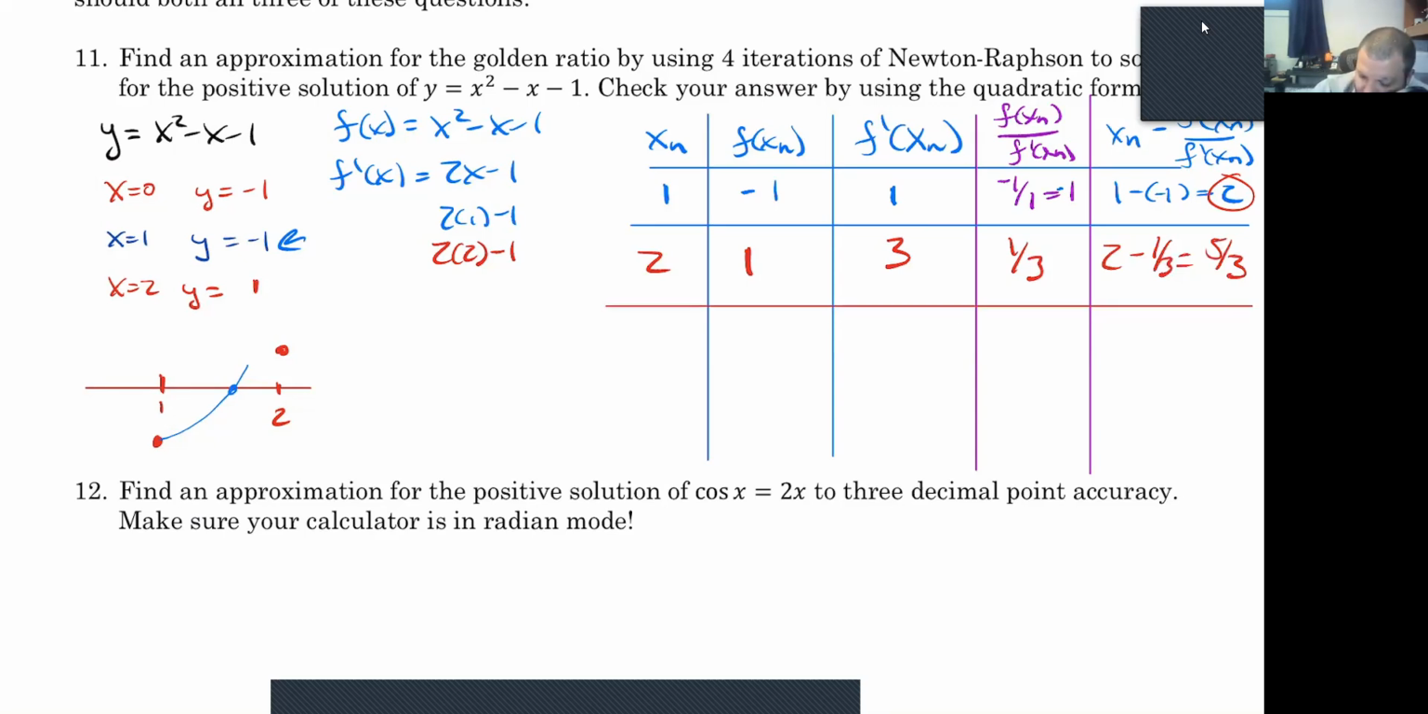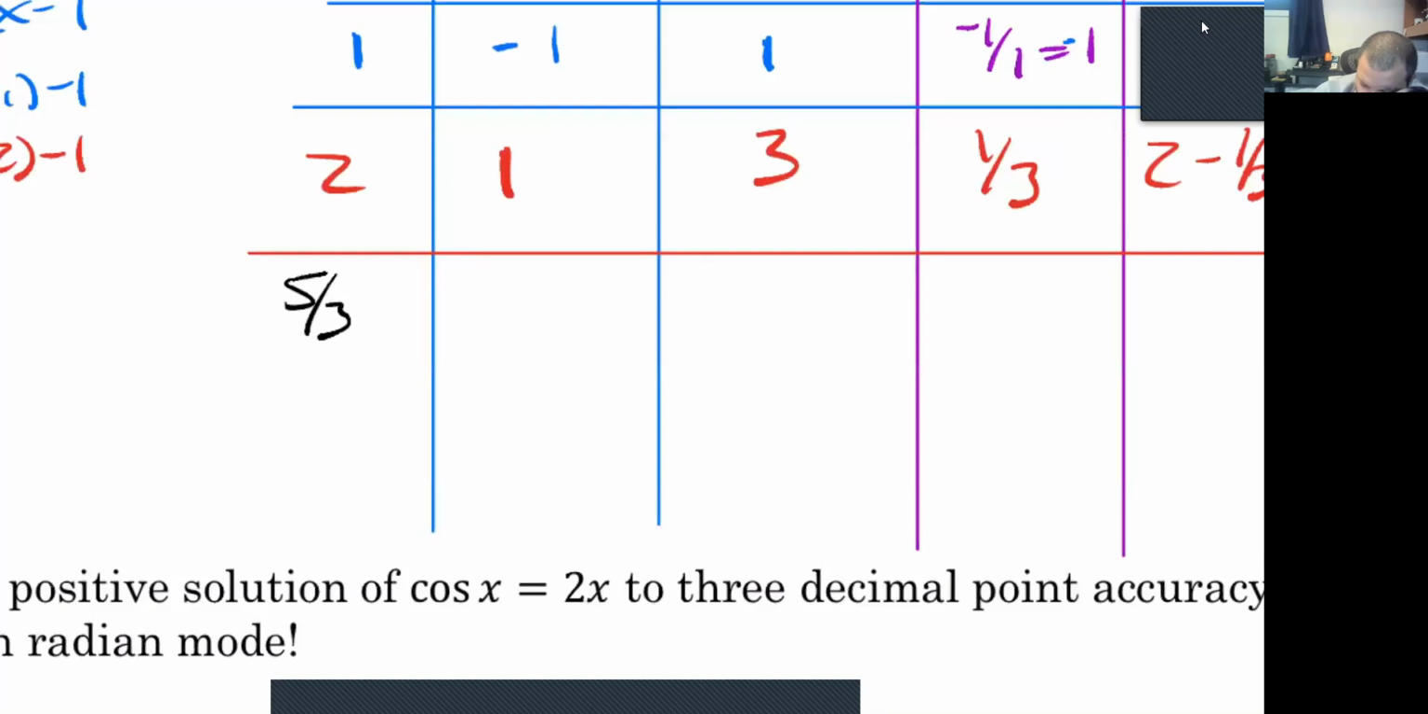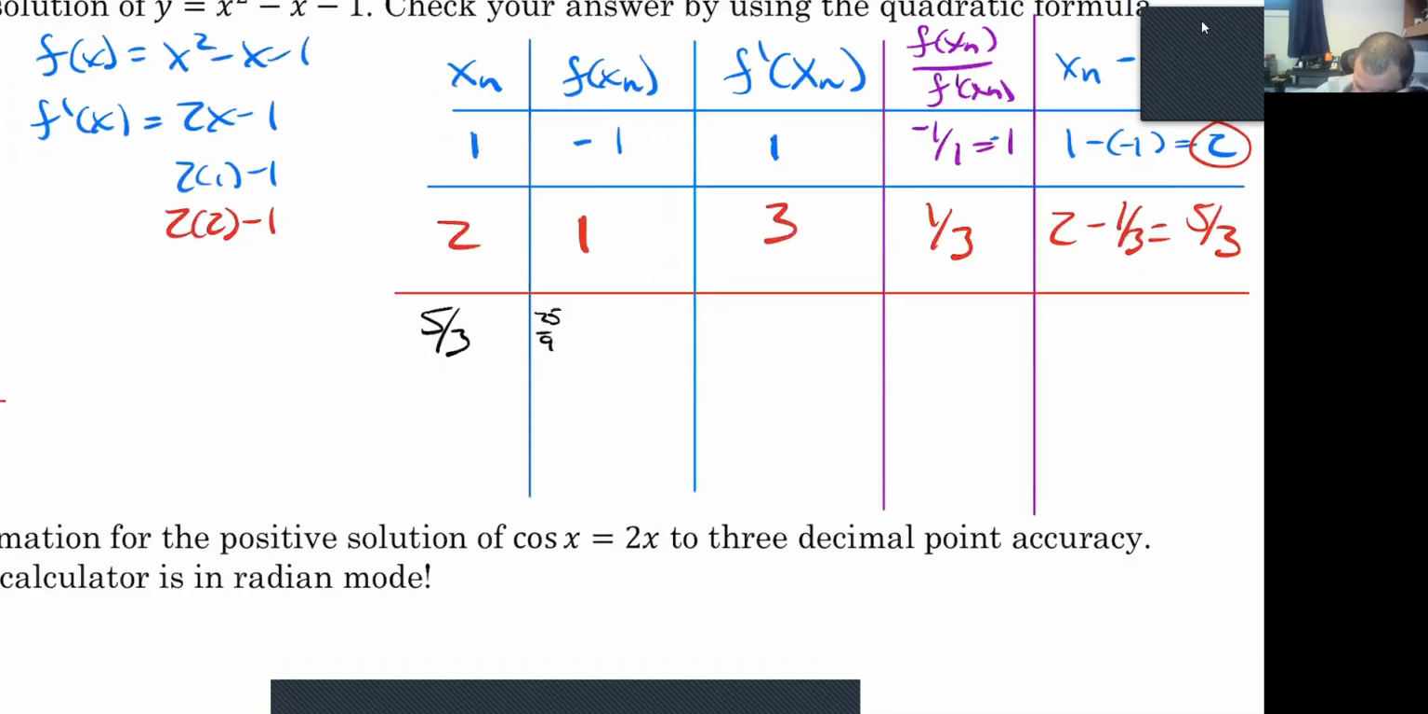All right, so that becomes our next guess. We play the plug-in game one more time. If I plug 5/3 into our function, I would get 5/3 squared, which is 25 over 9, minus 5/3 minus 1. All right, so this is where things get a little tedious. So 5/3 is 15 over 9.